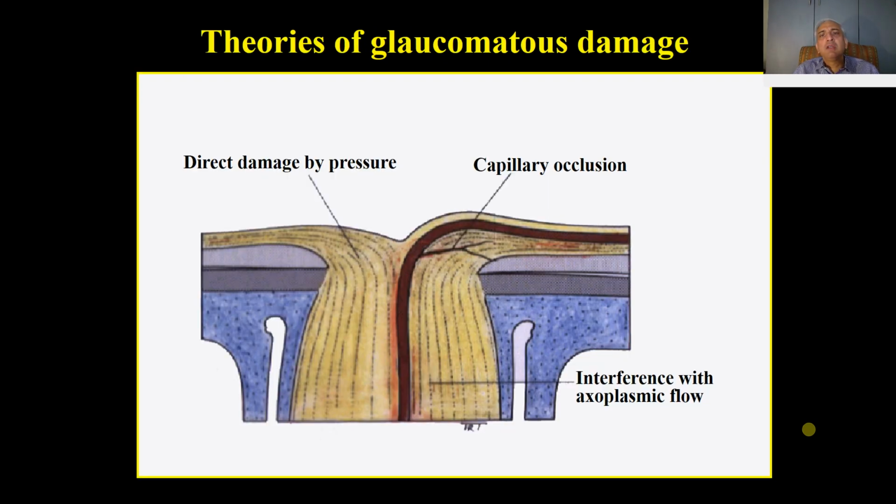So what are the different theories of glaucoma? How do you actually get that optic disc cupping? It can happen mechanically, because the intraocular pressure is pressing on the optic nerve and causing glaucoma. Or the other thing which is happening is capillary occlusion of the nerve fiber layer causing ischemia of the nerve fibers, thereby causing interference with axoplasmic flow and loss of the nerve fiber layer, leading to cupping of the optic disc.